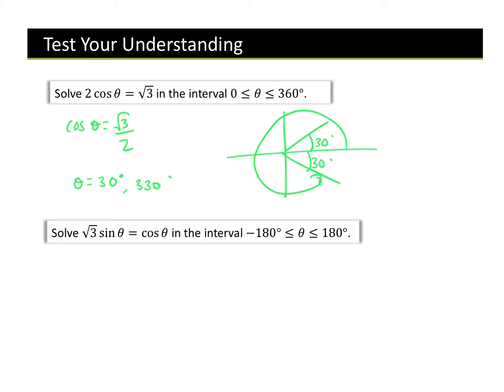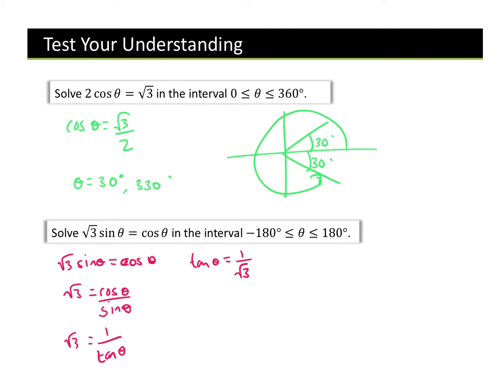For the second one, I get root 3 sine theta equals cos theta. So root 3 equals cos theta over sine theta. Now this is not silly cow, this is cow silly. So this is 1 over tan. So root 3 equals 1 over tan theta. So that means tan theta equals 1 over root 3. Or you could rearrange it the other way, but either way you should get this. So if you do shift tan, 1 over root 3, we're going to have theta equals 30 degrees.